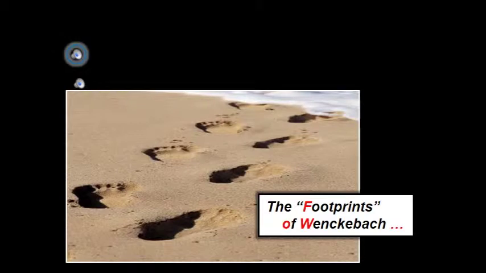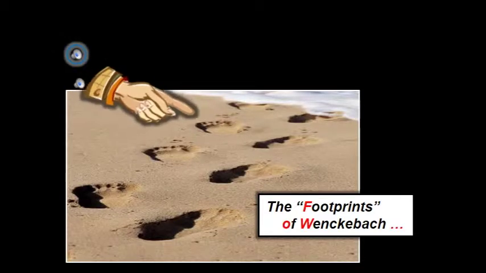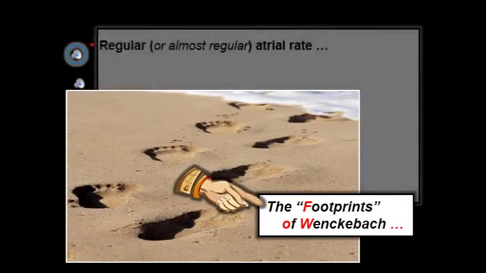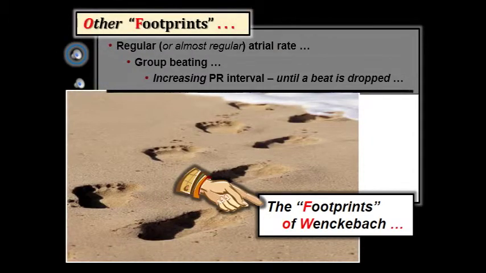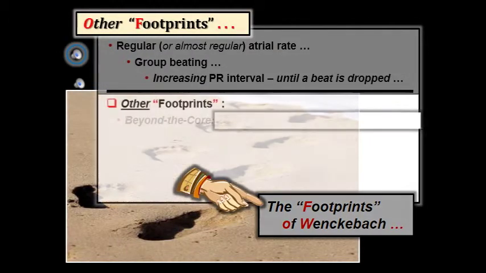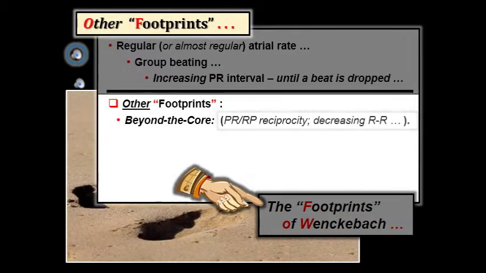In addition to a regular, or at least almost regular, atrial rate, group beating, and progressively increasing PR interval until a beat is dropped, there are other footprints of Wenckebach. Some of these, like PR-RP reciprocity and progressively decreasing R2R intervals, extend beyond the core of this basic video on AV block, although we mention them for completeness.